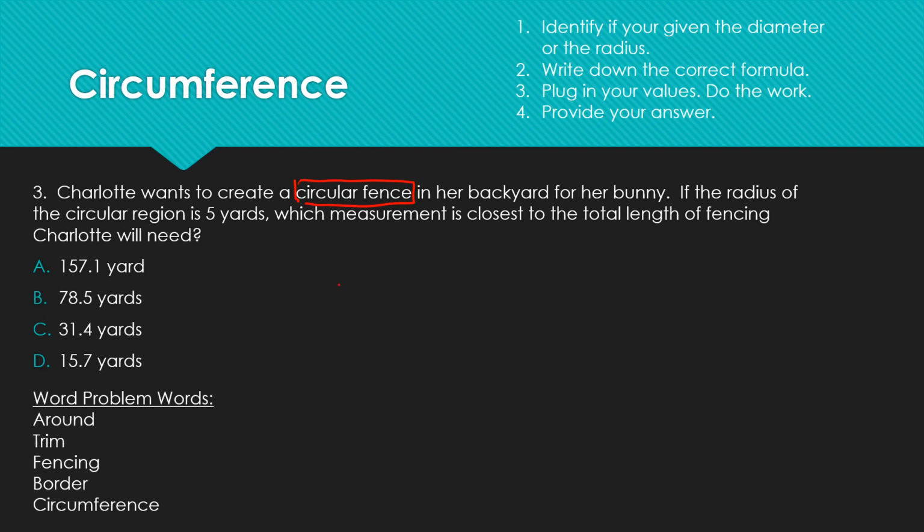We know that it's a circle. So I like to show the visualization by creating a circle. And we also know that we're talking about the radius of the circle. The radius of the circle is 5 yards. So we know the radius is from the center point to the edge, and we know that's 5 yards. Which measure is closest to the total length of fencing Charlotte would need? Well, we're talking about fencing, and the total length of the fencing is what we need to find.